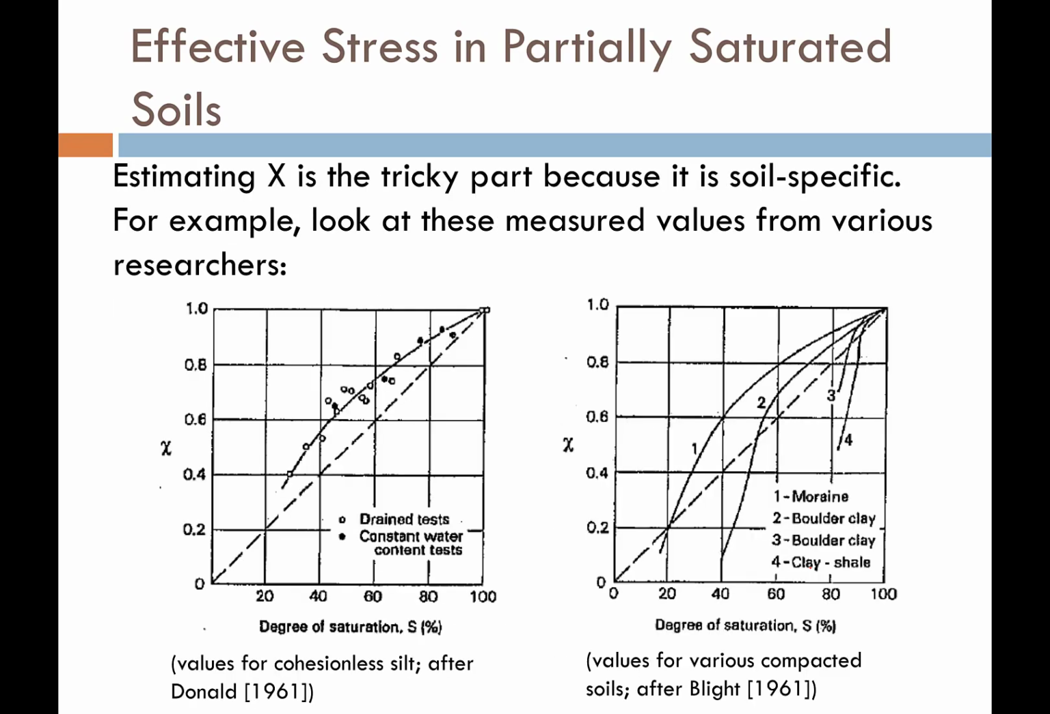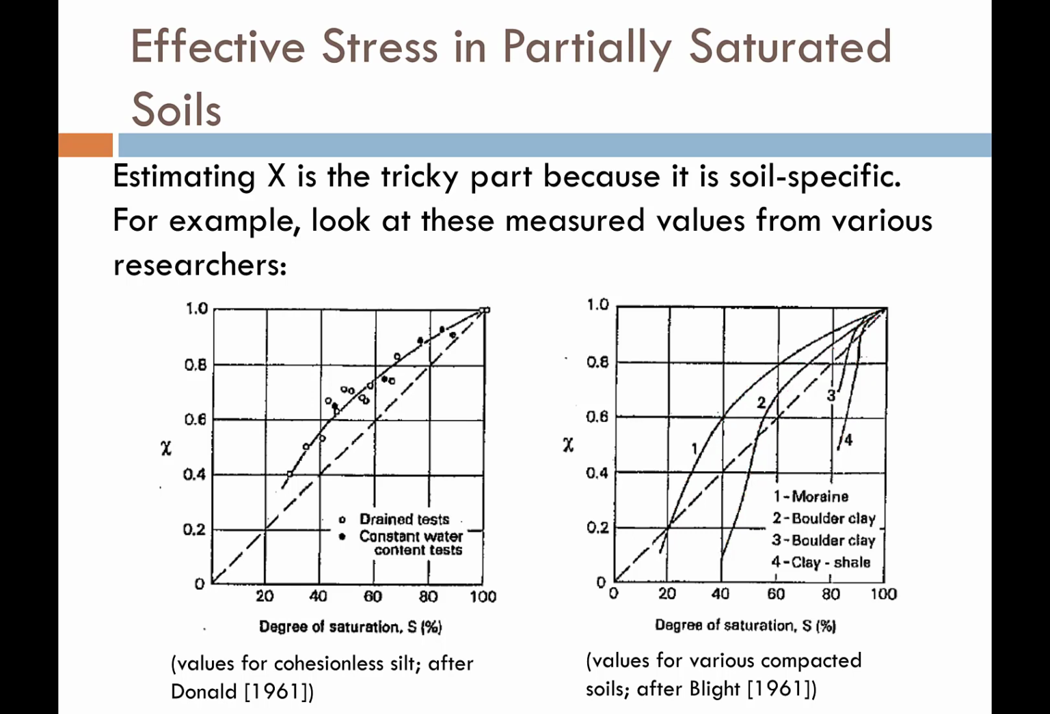A lot of different researchers have really looked at this and studied it, and they've tried to measure what that value of X is. The tricky thing is that it's soil specific. I could take 2 different types of clays and they will give me 2 completely different curves. What these curves demonstrate, by the way, is the degree of saturation of the soil versus the measured value of X, okay? You can see, for instance, for this particular test, we get some curve that looks like that. For different soils, like a glacial moraine, we got this curve. For a boulder clay, the researchers Blight 1961 got that curve. For a different boulder clay, same soil, different location, it produced a different curve. And for a clay shale, it produced a curve that looked like this, okay?